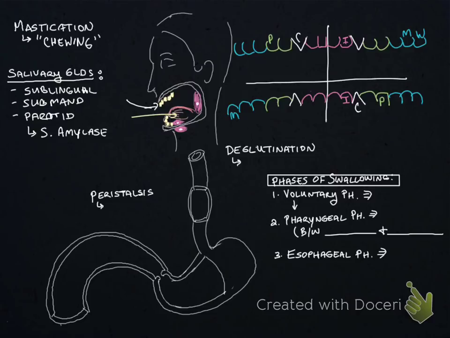All right, so after the mouth we have chemical and mechanical digestion there. The food begins to move down the esophagus. And here it becomes a bolus.